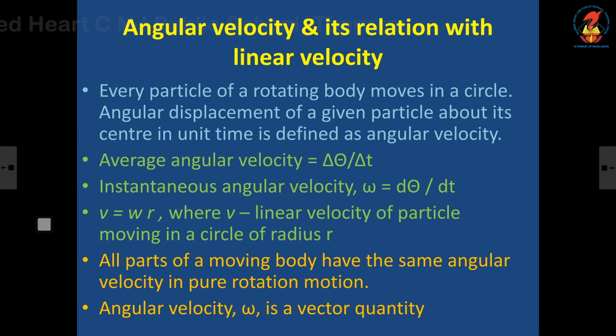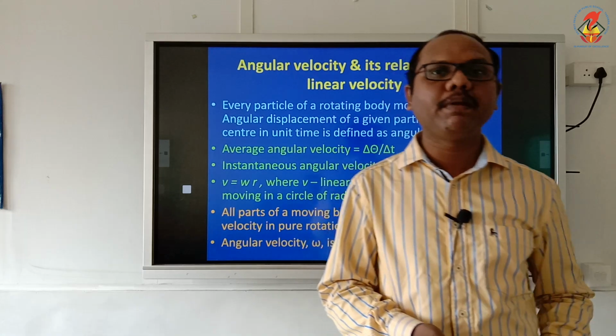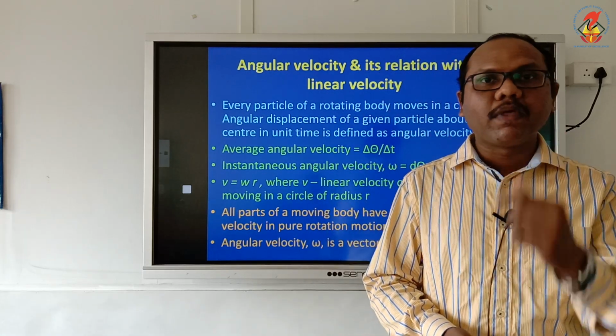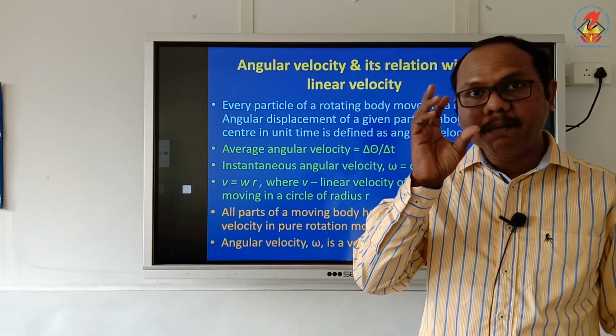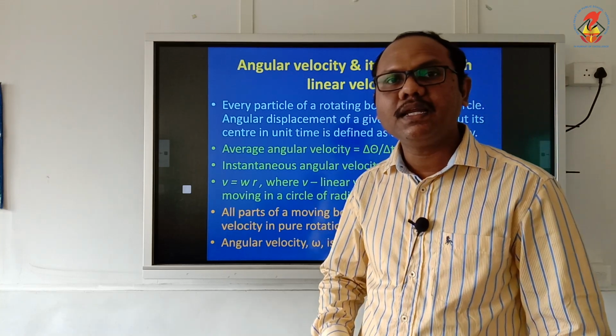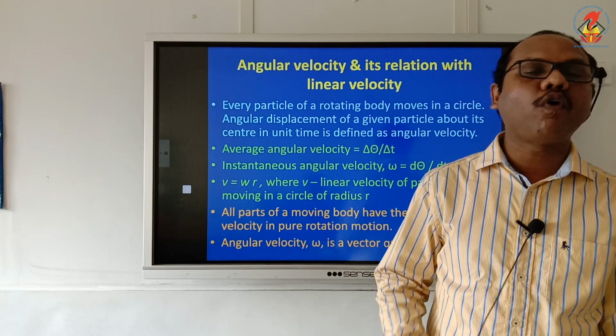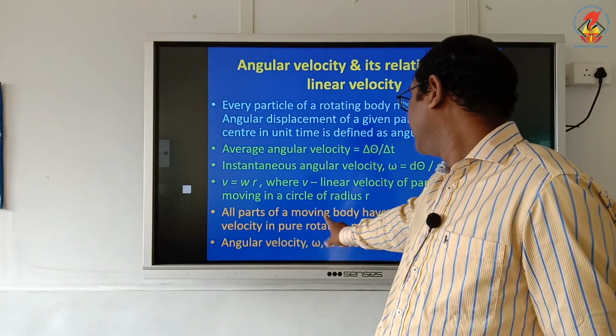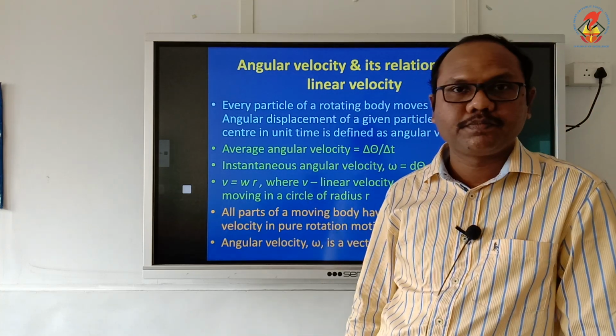Okay. Now, all parts of a moving body have the same angular velocity in pure rotational motion. That is what you have to keep in mind. If the body is moving in a purely rotational motion, there is only rotational motion, then the angular velocity of all the system of particles remains constant.